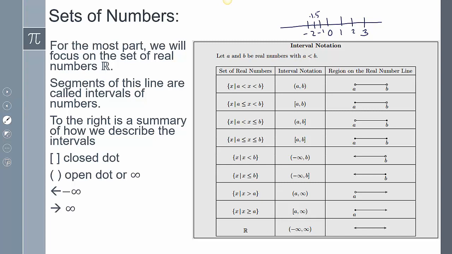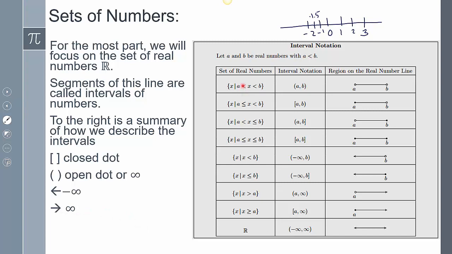Now there are a few things we need to qualify first. Whenever we have brackets or parentheses, brackets refer to a closed dot, parentheses refer to an open dot or infinity. Negative infinity, we're generally going to draw an arrow that goes this way forever. Positive infinity, we're going to draw an arrow that goes that way forever.